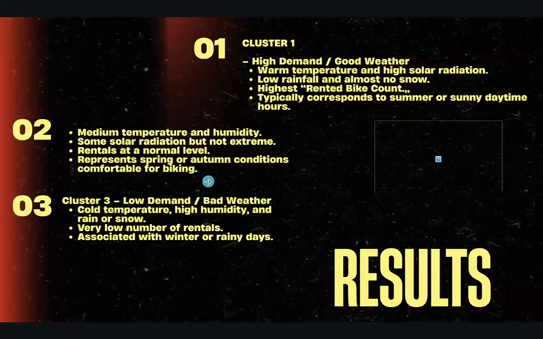Then we have group two. They are the ones that use it when the temperature is medium and the humidity is there. Some solar radiation, but not extreme. These are the second group. And then lastly, we have the third group, the ones with low demand, when there's bad weather.